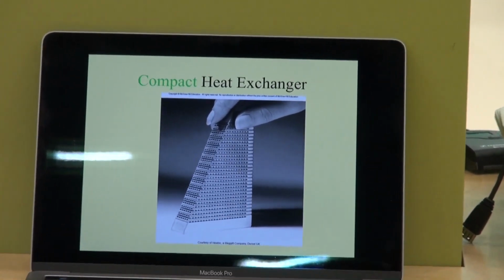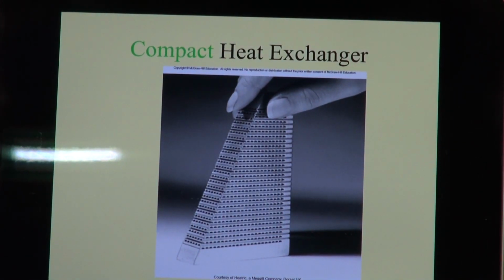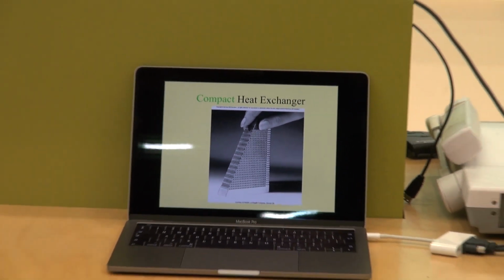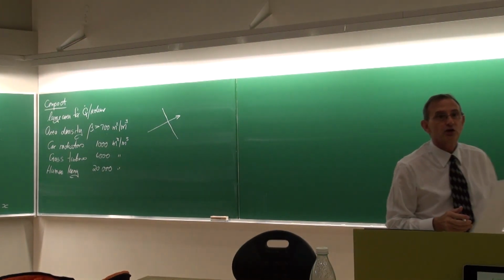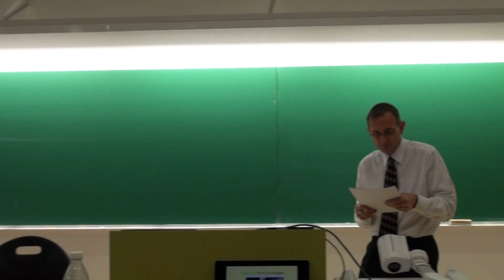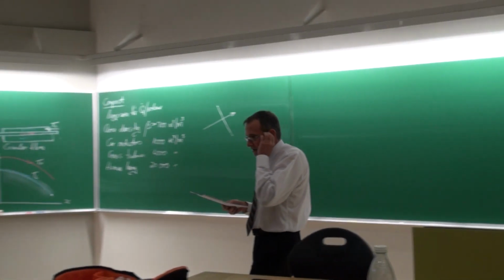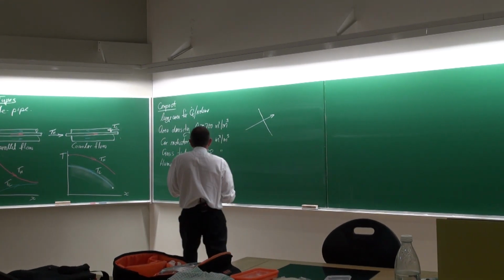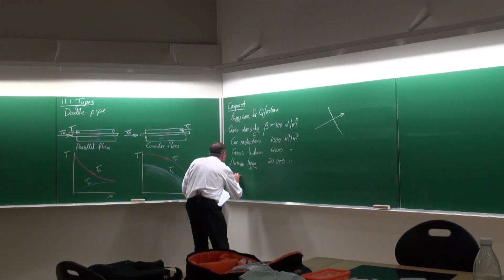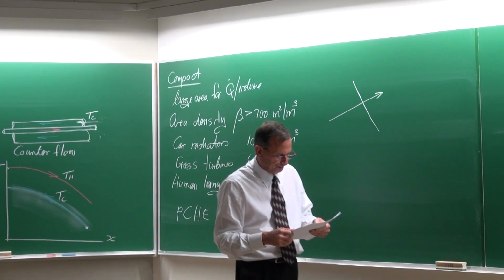I don't know if you can see it very clearly, but there are some holes in that direction, and then there's holes in that direction through the same material. Can you see that? If you look carefully, you should be able to see that. Those things are typically being manufactured in heat exchangers, which are called printed circuit heat exchangers, PCHE, printed circuit heat exchangers.